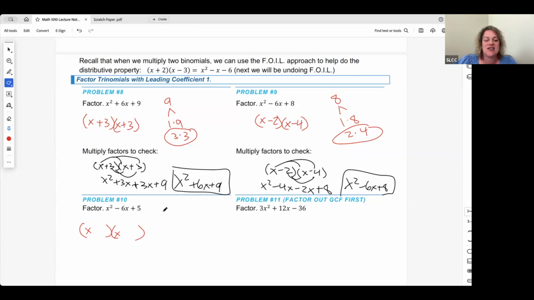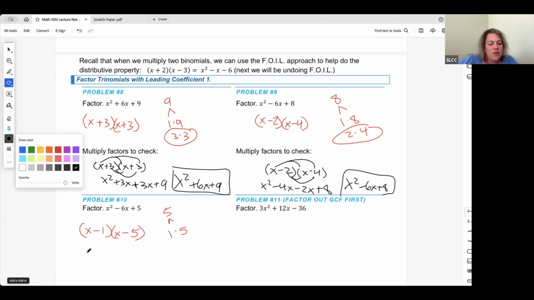Then I consider the C value. What are the factors of 5? 1 and 5. I notice that the sign is positive. How do you multiply to get a positive? You have the same sign. So I look at the sign on B. It's a negative, so both signs will be negative. A negative times a negative is a positive, and a negative plus a negative is a whole pile of negatives. And now I only have one option here, so I plug it in and see if that holds true.